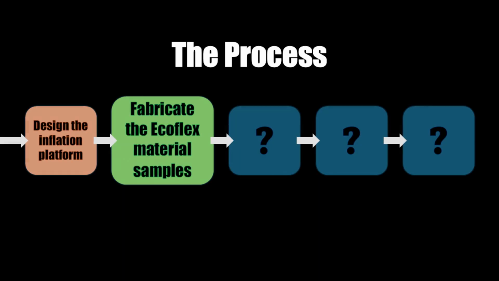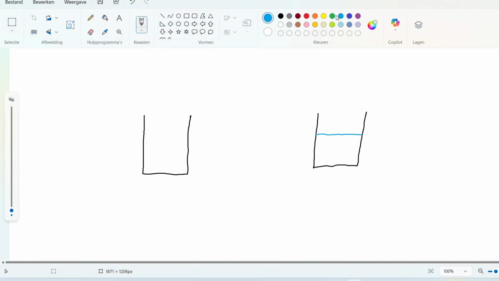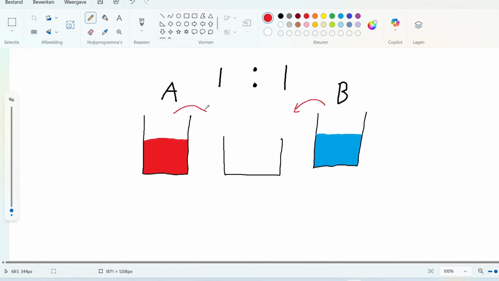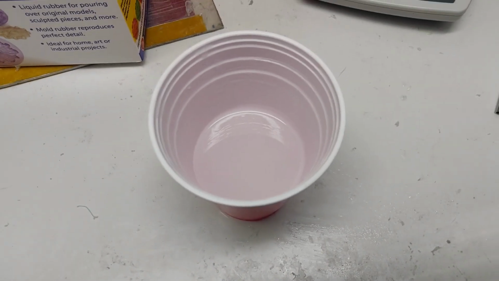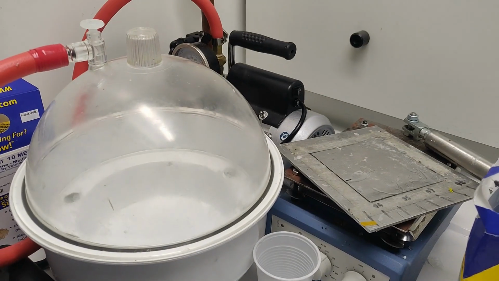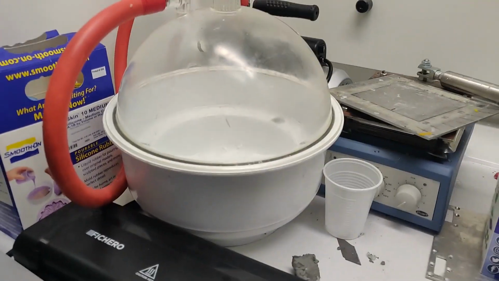The next step was to fabricate material samples of Ecoflex 30. For who is not familiar with the Ecoflex series, it's a two-component silicone rubber, which you only have to mix in the right proportions to let it cure. Like I did here. After that, I also put it in this vacuum chamber to remove most of the air out of the liquid, to achieve a mostly homogeneous material.